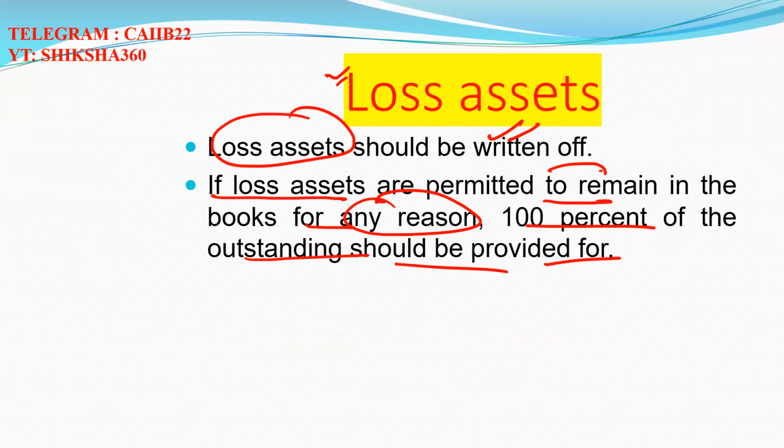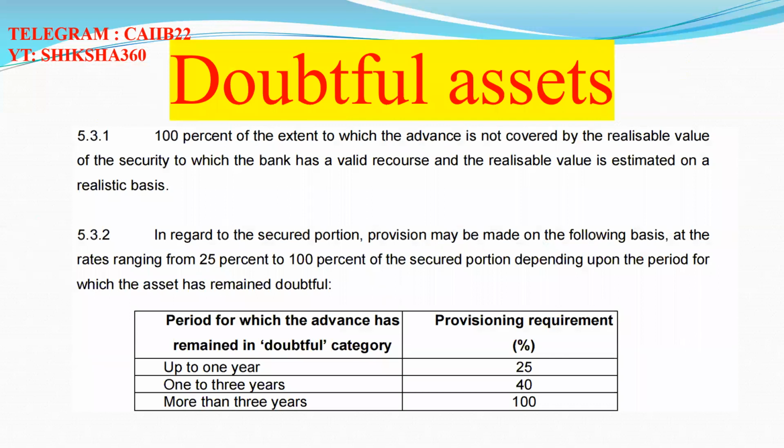Next one here is the doubtful asset. The next asset which we have to discuss is the doubtful asset. A doubtful asset is basically an asset that remained in the substandard category for 12 months. So directly I will take these points from the circular.